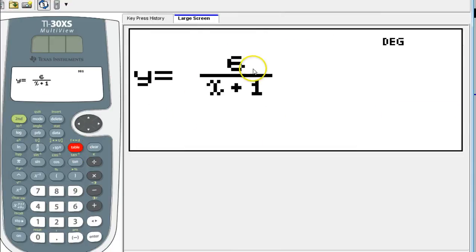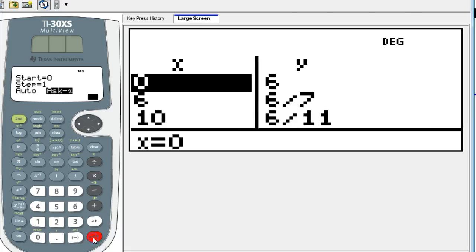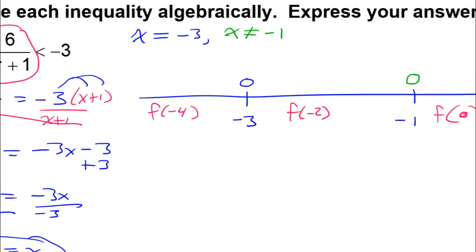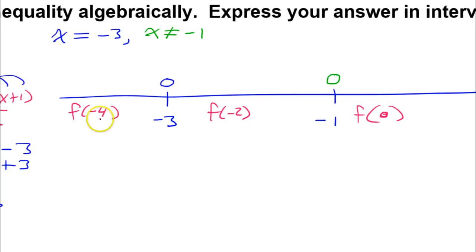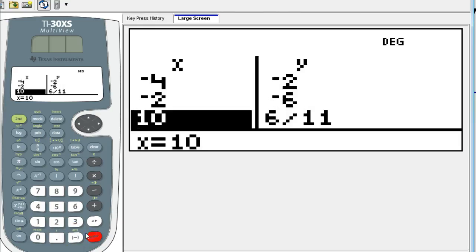Alright, so here I've typed the left side of the inequality in my calculator. Make sure you're in Ask X mode. And so I'm going to start typing in the values at which I want to evaluate. So -4, -2, and 0. So I got -2, -6, and 6.